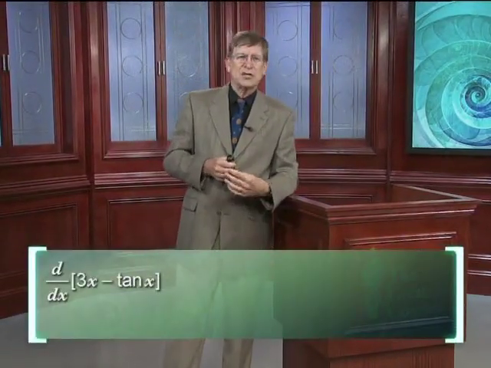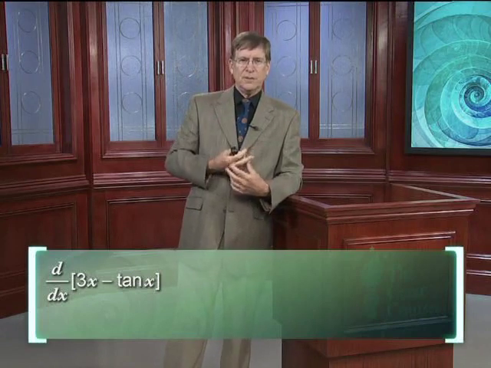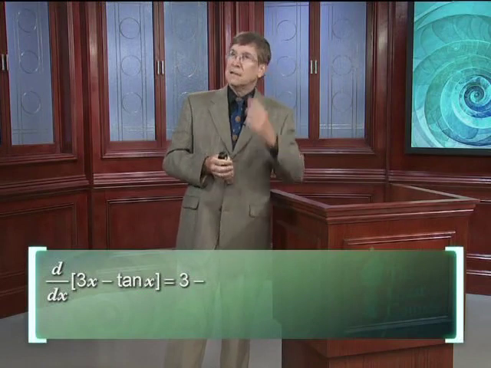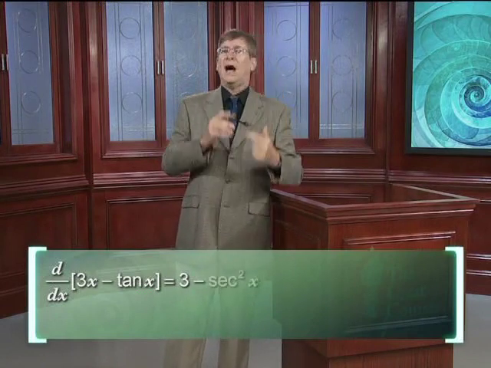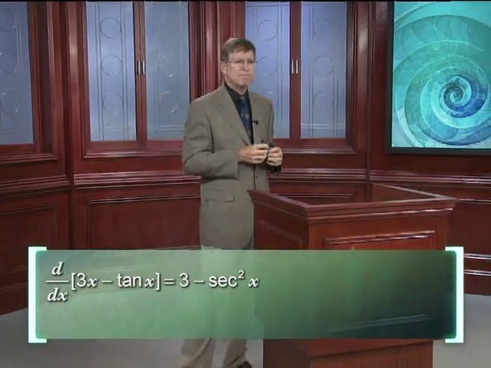What's the derivative of, say, the function 3x minus tangent x? Well, you differentiate term by term and you get 3 minus the derivative of tangent. I check my memory, that's secant squared. So it's 3 minus secant squared.